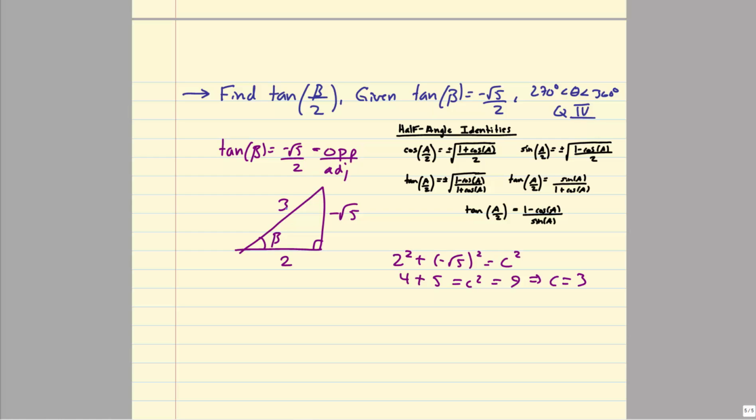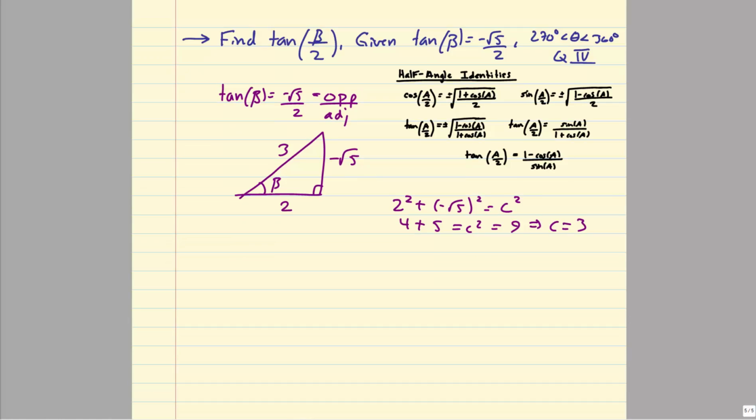So from here, what I can do then is find the cosine and the sine pretty easily, but I have to remember that I'm in quadrant 4. So the cosine of beta is adjacent over hypotenuse, and I'm in quadrant 4, so that will be positive. And the sine of beta is opposite over hypotenuse, SOHCAHTOA, and I know it's going to be negative because I'm in quadrant 4. So remember, what we were asked to do, seems like a long time ago now, is to find the tangent of beta over 2.